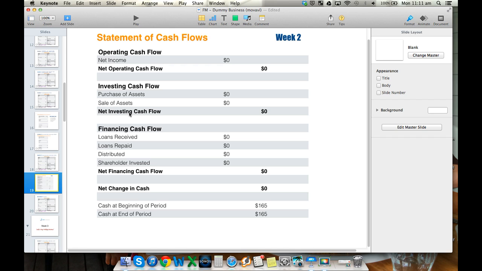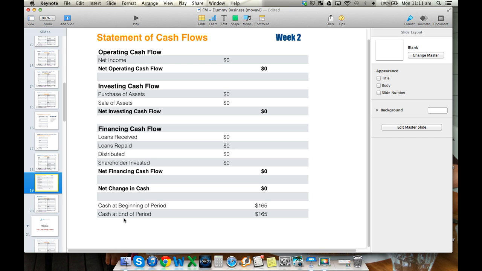So these 3 types of cash flow, we add them up at the end of the statement to get a net change in cash flow, and then the last part of a cash statement shows how much money we had at the beginning of the period and how much money we had at the end of the period. So this is just cash, how much cash we had at the beginning and cash we had at the end.